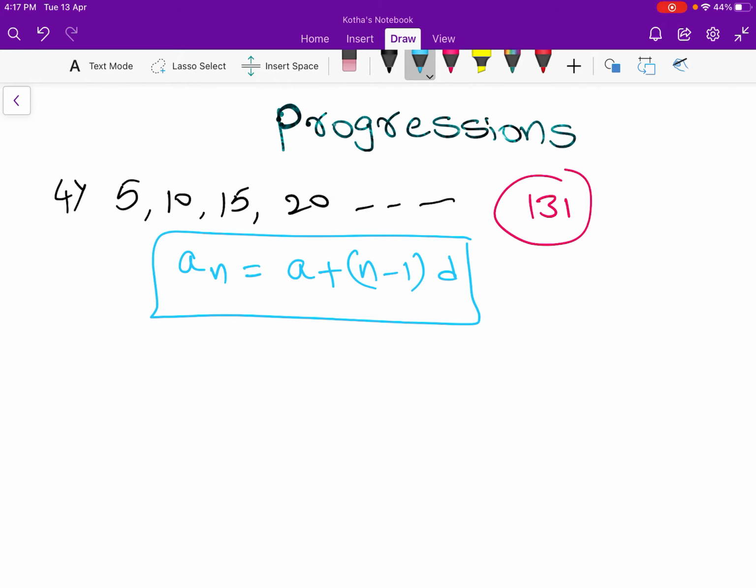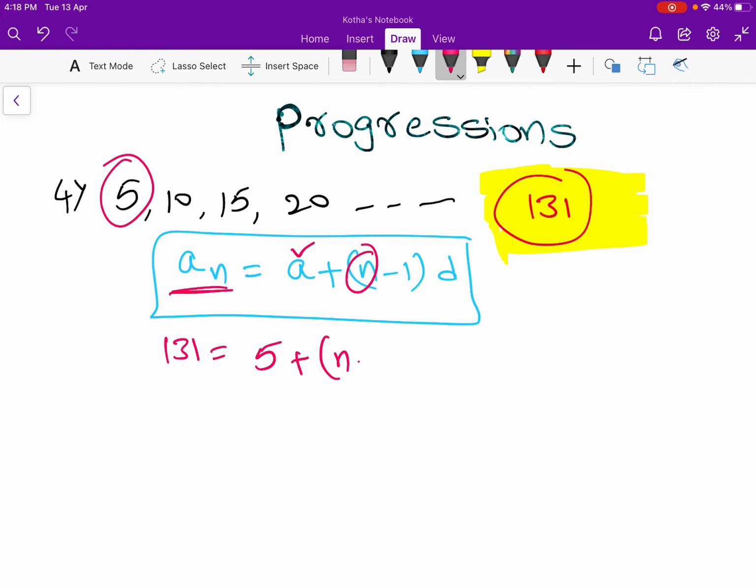Now in the previous method they gave the n value, that is, finding the 20th term or 30th term, like that. But in this case they gave an an value, which means 131 will be there or not there. So in the place of an, substitute 131, which equals a, that is the first term, 5, plus n minus 1 times d. We don't know the n value, we need to find it. d is the common difference, second term minus first term, 10 minus 5, which is 5.